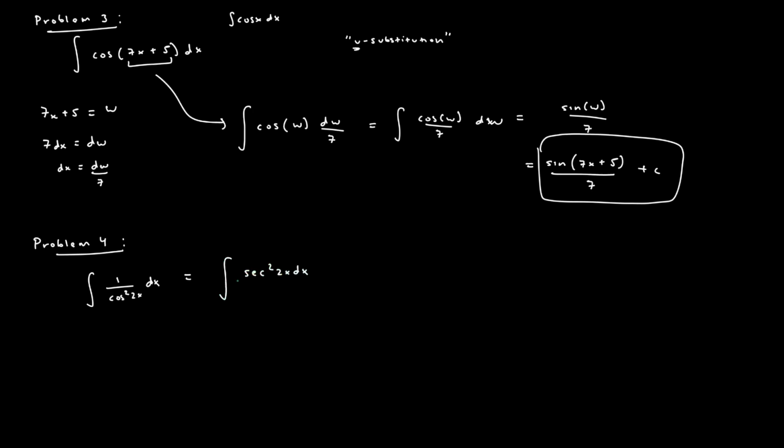And now we know that secant squared x is simply the derivative of tangent x, so we can see an obvious substitution now is w is equal to 2x, therefore dw over 2 is equal to dx. I'm just skipping this middle step now because we've seen it multiple times. So after substitution, we get secant squared w dw over 2. And then that's the same thing as 1/2 tangent w, which is the same thing as 1/2 tangent 2x plus c.